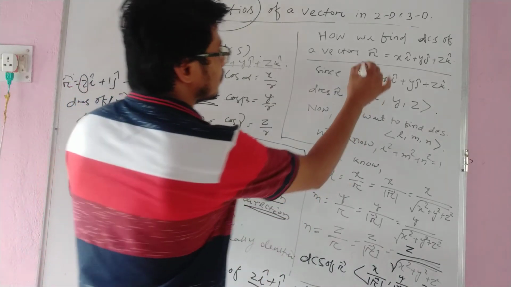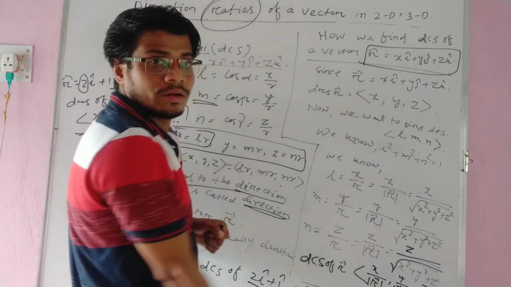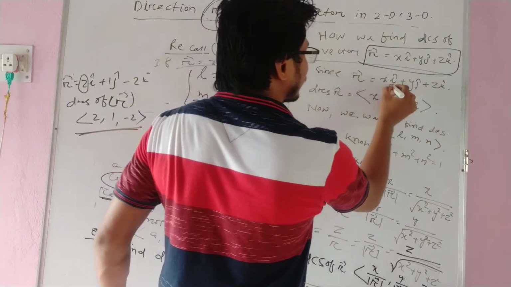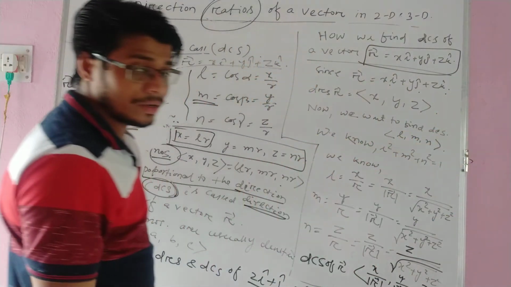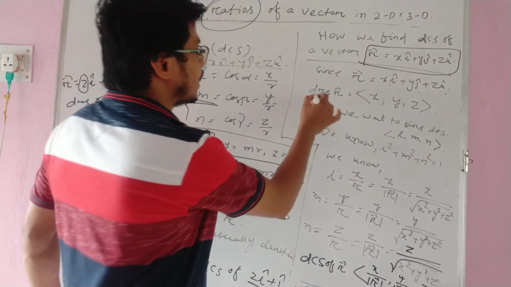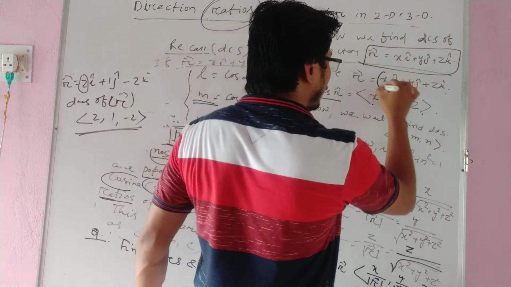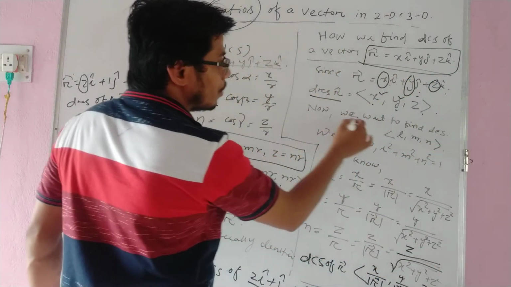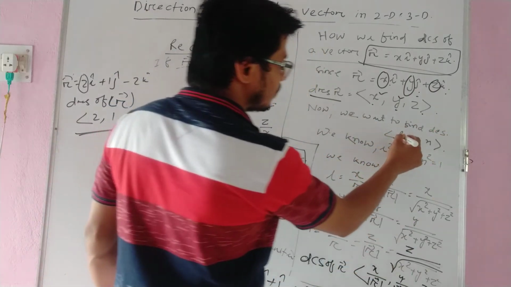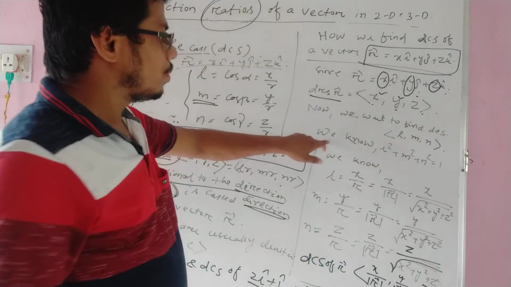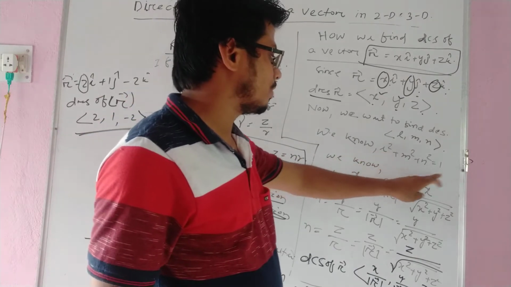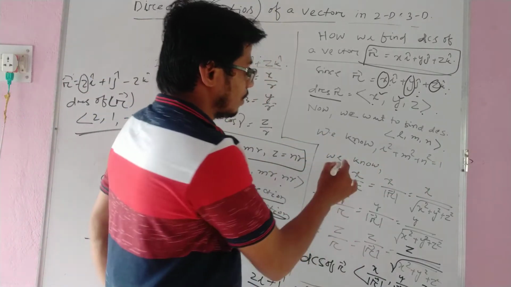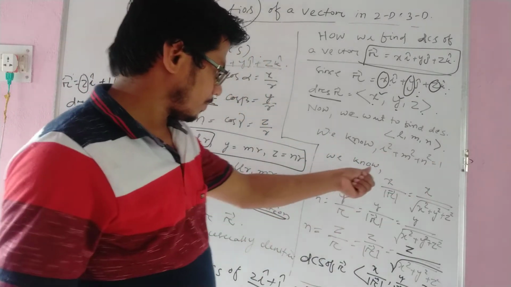Since the vector is given here, r vector equals xi plus yj plus zk. In the form of components, the DRS of r vector equals x, y, z. These coefficients are the DRS of the vector. Now we want to find DCS. So DCS is l, m, n. We know the relation l square plus m square plus n square equals 1. So l is x by r.